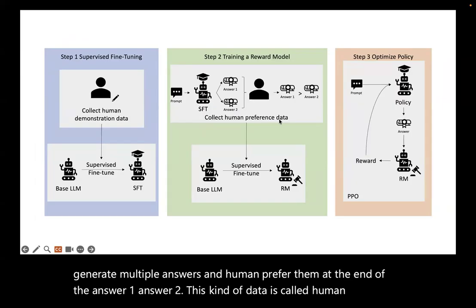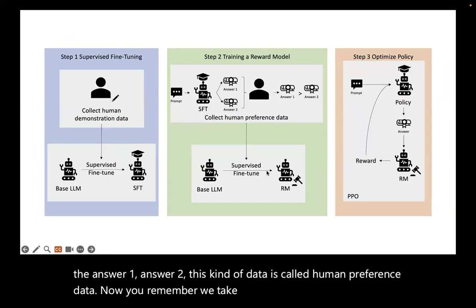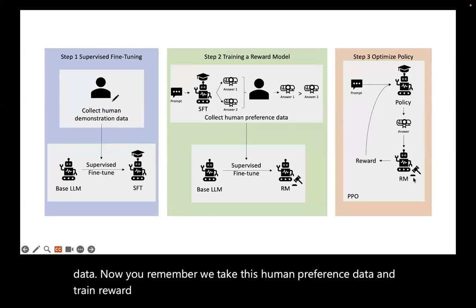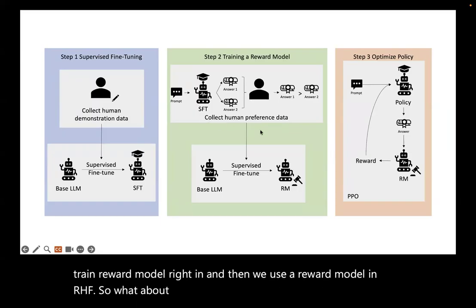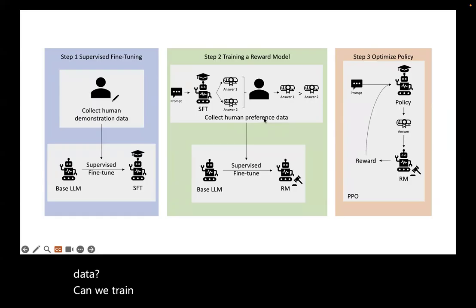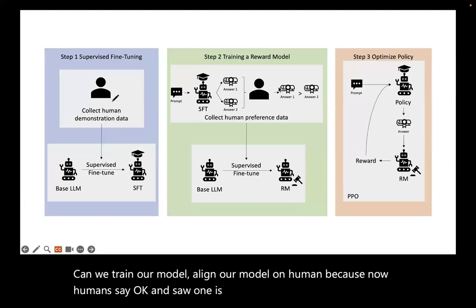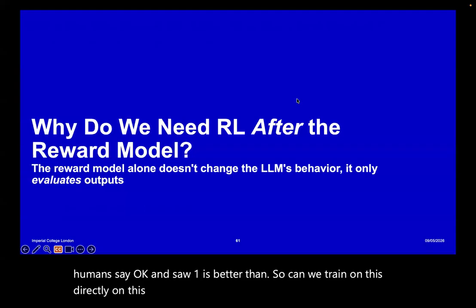Now, you remember we take this human preference data and train a reward model, right? And then we use the reward model in RLHF. So can we train directly on this human preference data? Can we align our model on human preference? Because now humans say, okay, answer one is better than answer two, so can we train directly on this human preference? This is what we have DPO for.